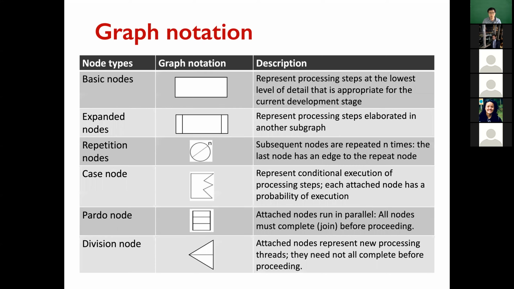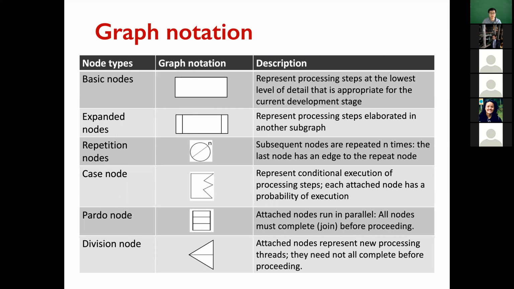these are the basic components of an execution graph. The first one is basic nodes, right? It's a box. This one represents a processing step at the lowest level of detail, right? For example, for an ATM machine, right? So one basic step may be get card information, right? Get PIN information. So those are basic steps, basic nodes.